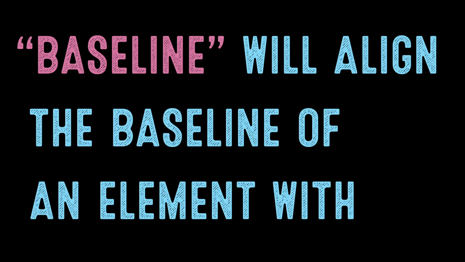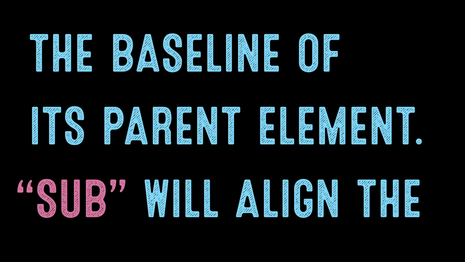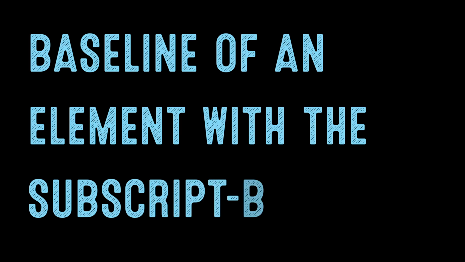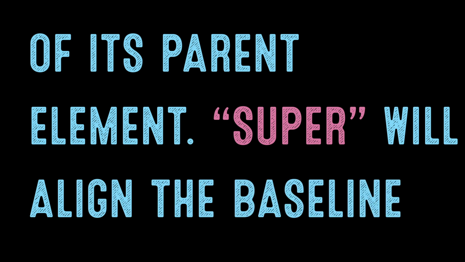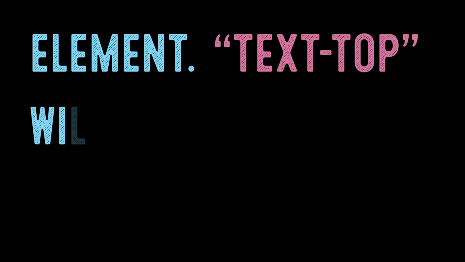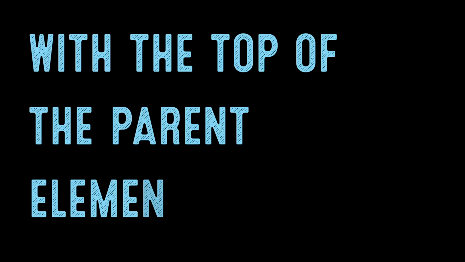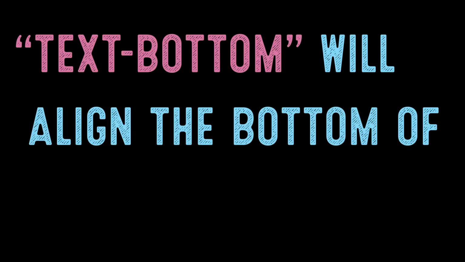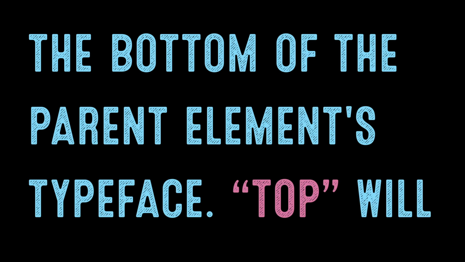Baseline will align the baseline of an element with the baseline of its parent element. Sub will align the baseline of an element with the subscript baseline of its parent element. Super will align the baseline of an element with the super baseline of its parent element. Text top will align the top of an element with the top of the parent element's typeface. Text bottom will align the bottom of an element with the bottom of the parent element's typeface.